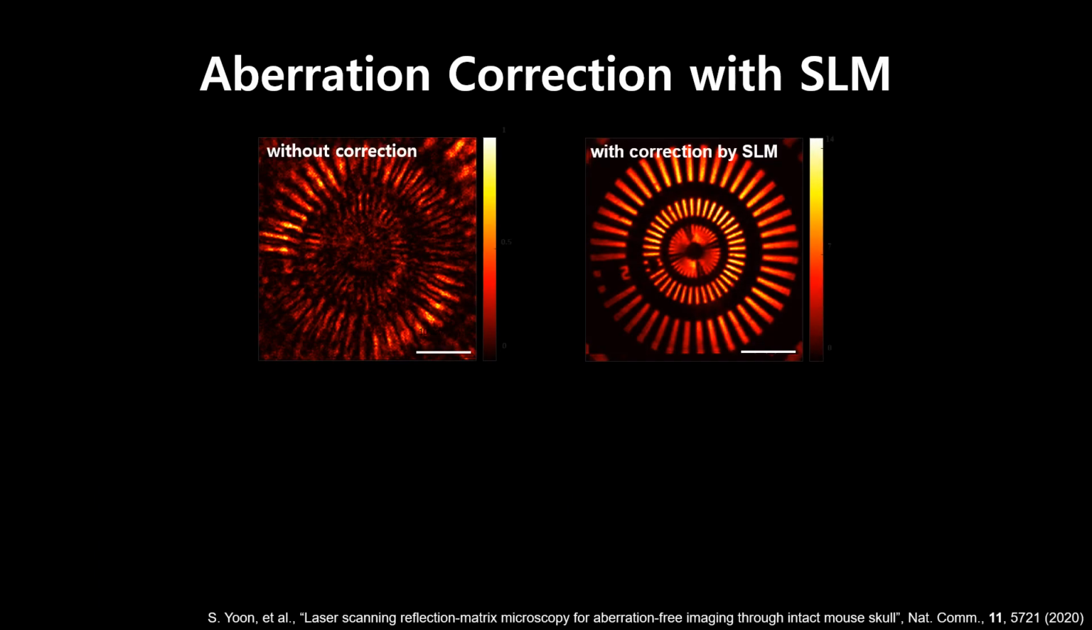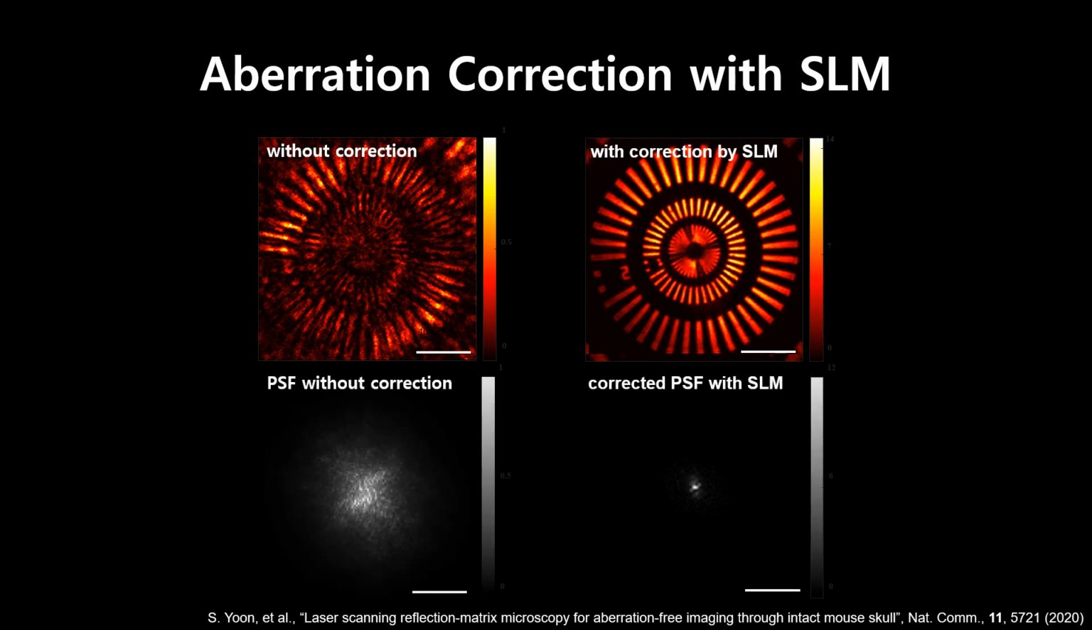Aberration-corrected images were visually displayed using a Siemens star resolution measurement target. Compared to the image without aberration correction, it can be seen that the image on the right, in which the aberration has been directly corrected with the SLM device, looks much clearer than the image on the left without correction of aberration. It can also be seen that the point spread function is much smaller when the aberration is corrected directly with the SLM device than the point spread function in the absence of aberration correction.